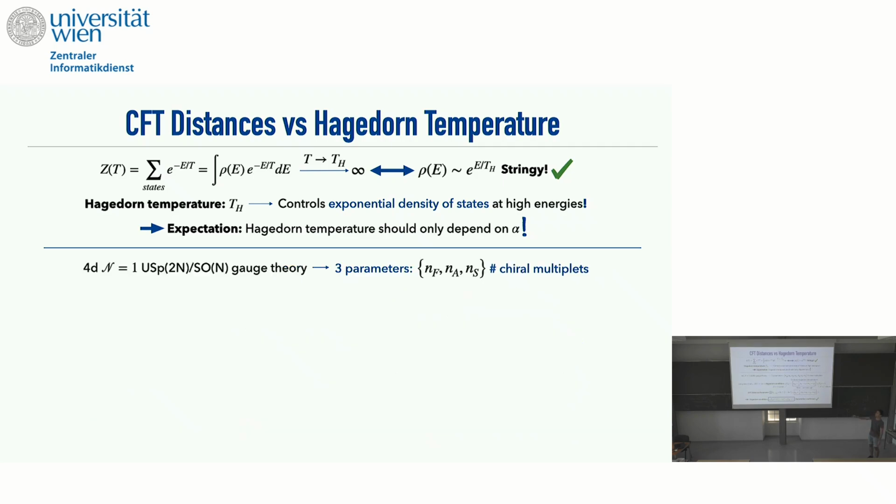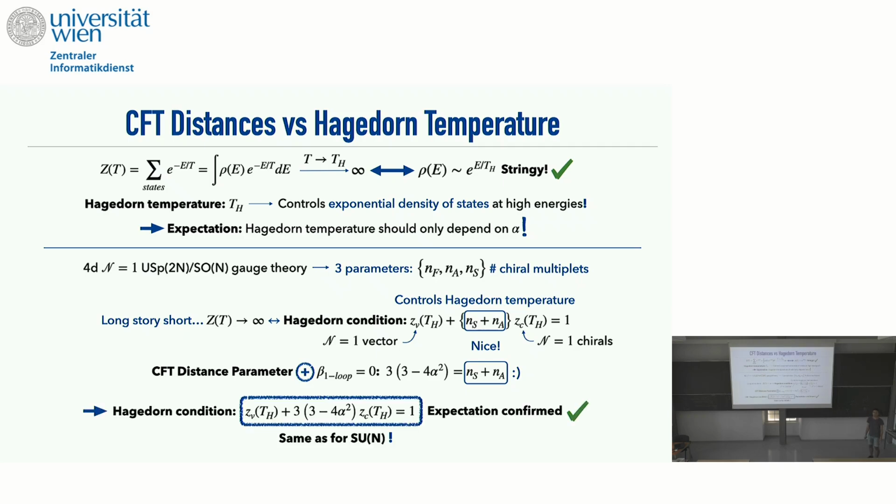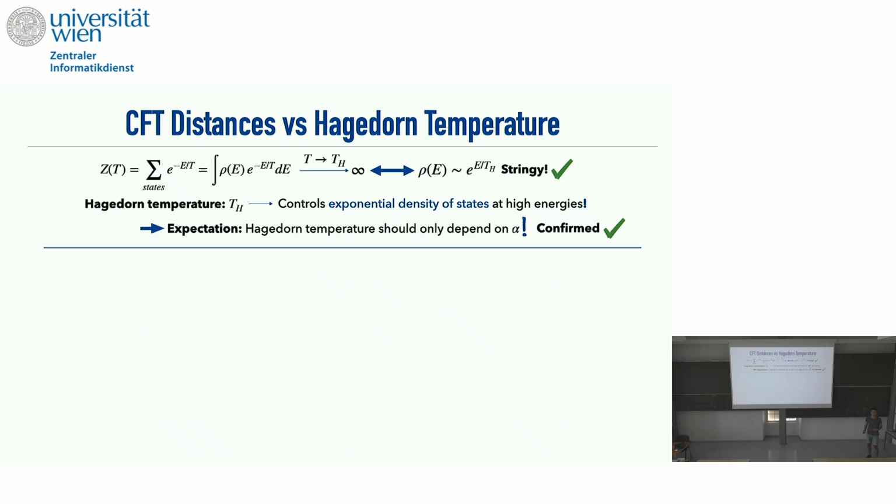But this was only SU(N), so let me do the other two gauge groups. Very similar story: parameters that control the Hagedorn temperature. If I put the distance parameter and also the beta function, I find a perfect matching, and I find that it only depends on alpha. But not only that, notice that I'm finding precisely the same function as for SU(N), which is non-trivial, because when you are doing the computations, you realize that they are not even cosines. They don't have anything to do with each other. But it happens. So we are again confirming the expectation that no matter what the gauge group is, no matter what the matter content is, the Hagedorn temperature only depends on alpha, which is what we were saying.